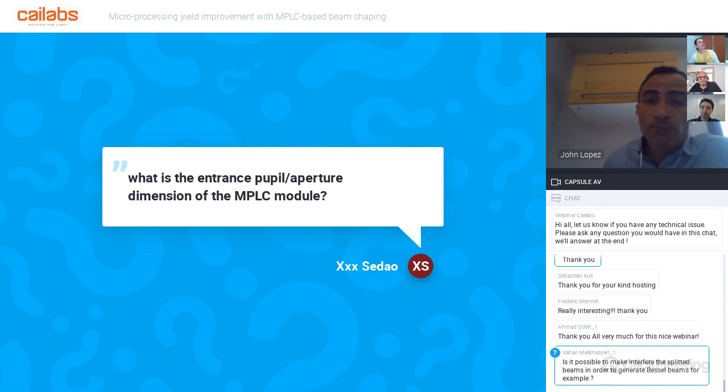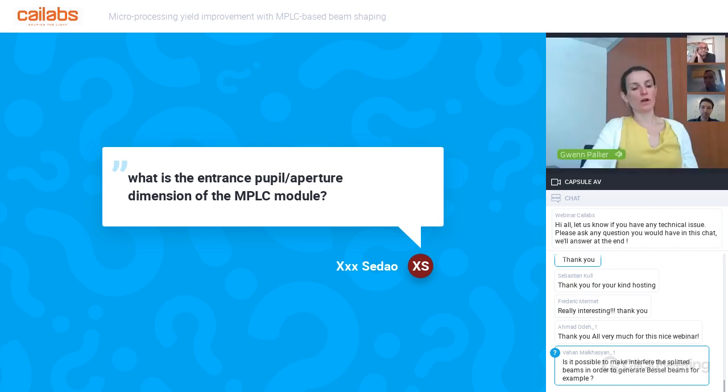Thank you. That one is for me. What is the entrance pupil or the aperture dimension of the MPLC module? One of our challenges last year was to develop a standard module to have, I would say, catalog references. And for the catalog references, the input waist has to be 500 micrometer. It is actually possible to have different input beams. It's just that it's custom development, so not everything is possible, but a little bit smaller or a little bit higher is possible. But a 500 micrometer waist is good as an input of our modules.